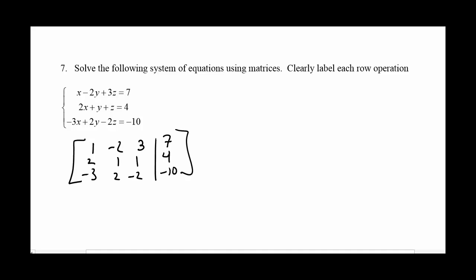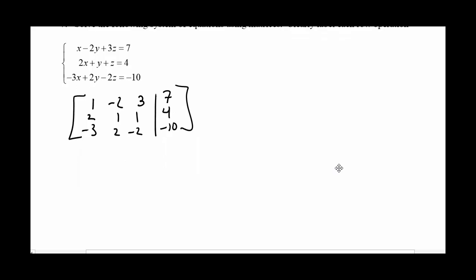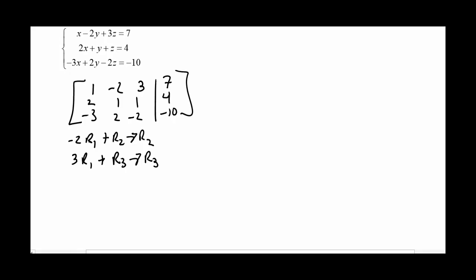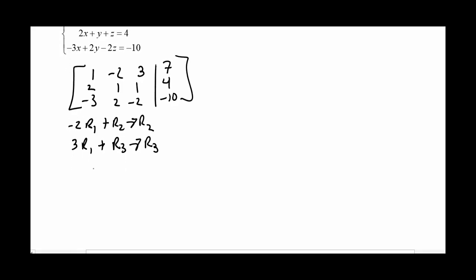All right, so my first goal is to have a 1 in that upper corner, and it is, so great. Then my next goal is to have zeros beneath it. So I am going to multiply negative 2 times row 1 plus row 2 in for row 2. And then I'm going to multiply 3 times row 1 plus row 3 in for row 3. And that should give me zeros where I need them to be.